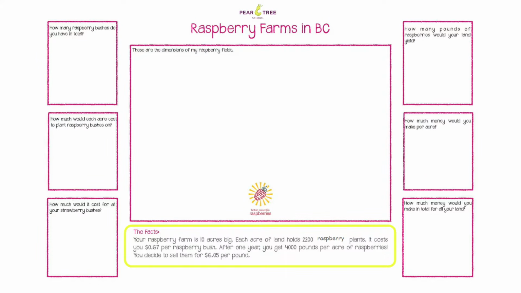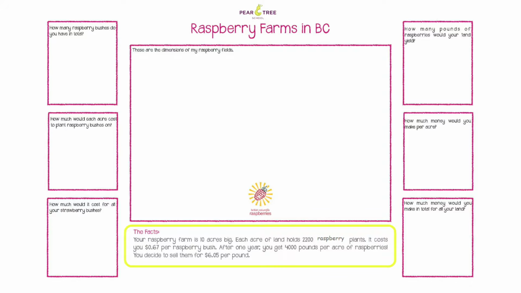So this is the information the students were given. They were told they have a raspberry farm with 10 acres in size. Each acre holds 2,200 raspberry plants, and each bush costs that much. And after 1 year, you get that much of a yield, and you can sell them for that much money. So we're not going to do all these questions. I'm just going to choose a couple of examples here, and you'll see immediately how much more challenging this is than traditional learning.